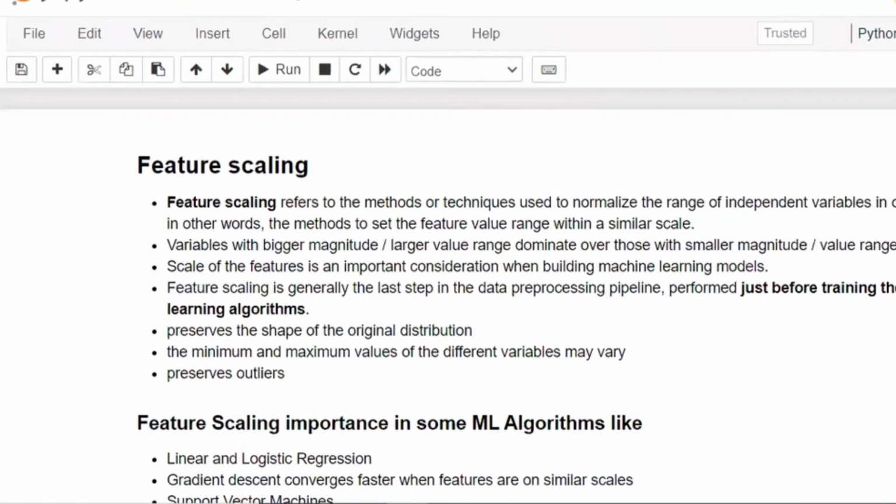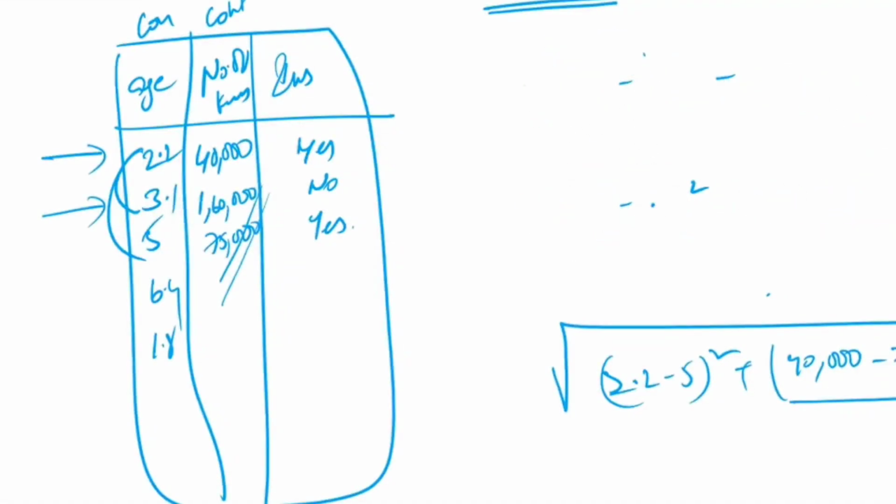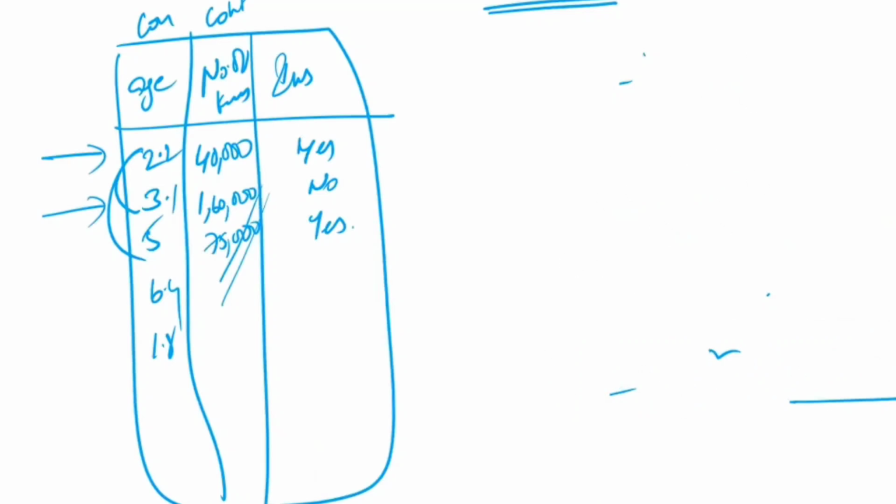Now, if you bring the scale, for example, the same example I have discussed. Okay, sir, you are saying the distance formula. Now, if you apply scaling, what happens? Assume I have applied the scaling. I'm dividing every value with 10,000.